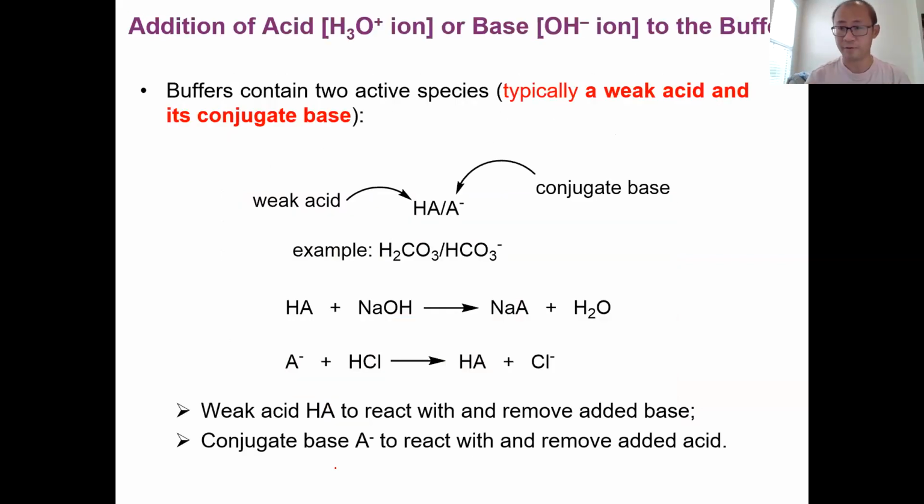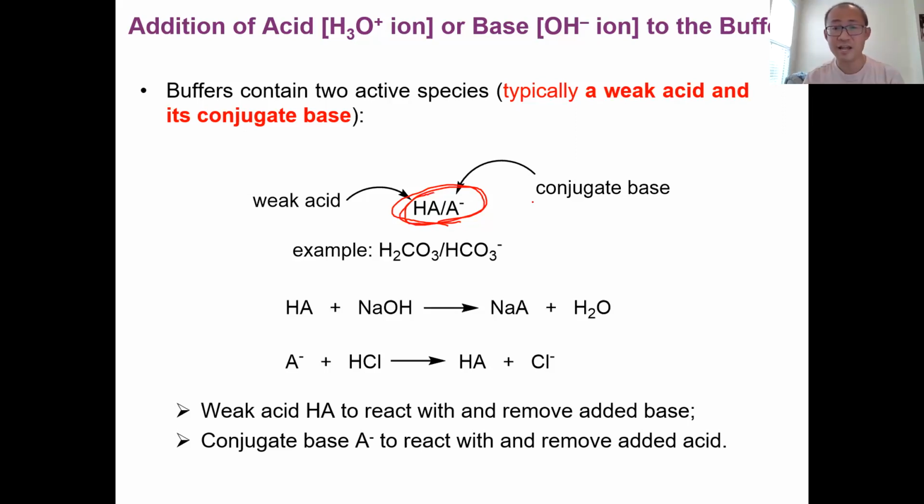Now, what is a buffer? A buffer is basically a combination of two species, a weak acid and its conjugate base. That's normally the combination of a buffer. We do have some weak base and conjugate acid, but the most commonly seen buffer is a combination of a weak acid. We use the generic formula HA to represent a weak acid. Then the conjugate base of it will be taking a proton away to get A minus. This is a buffer system.